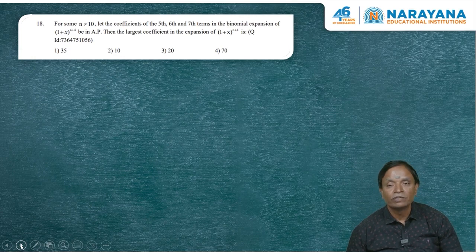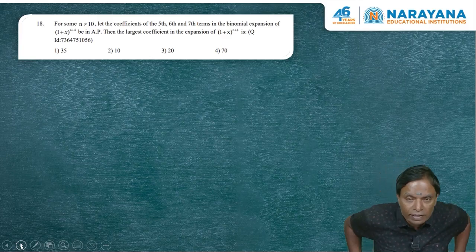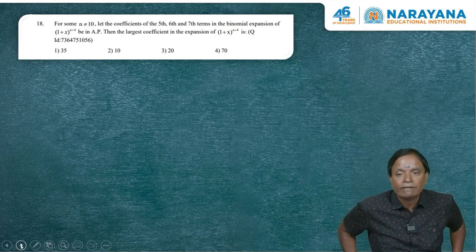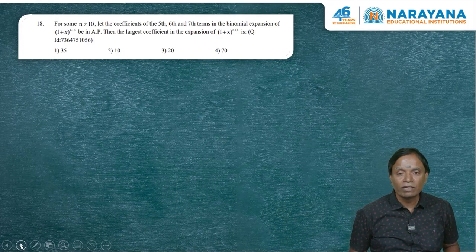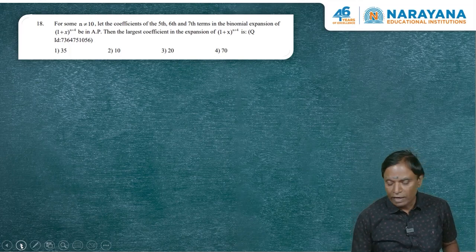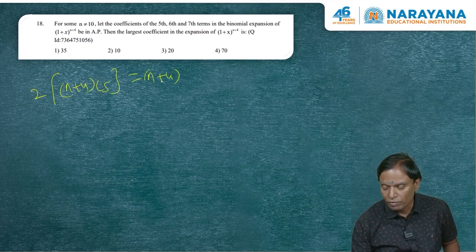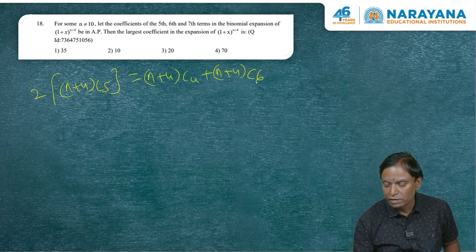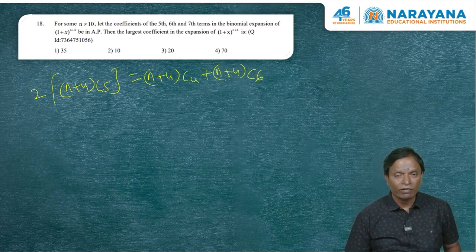You are given that the coefficients of the 5th, 6th, 7th terms in this expansion are in AP. Then find the largest coefficient in this expansion. The coefficients of T5, T6, T7 are in AP, which means 2 times (n+4)C5 is equal to (n+4)C4 plus (n+4)C6. Solve this equation and get the value of n.